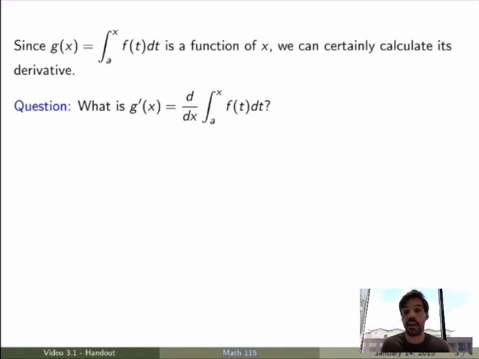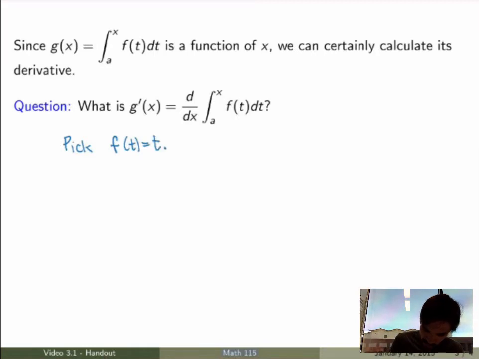So this is what I'm writing here. But what is this? Well, let's see. Let's just do a simple example again and see what we get. So we're going to pick the same function that we like, f of t is equal to t. And then let's calculate what this looks like.